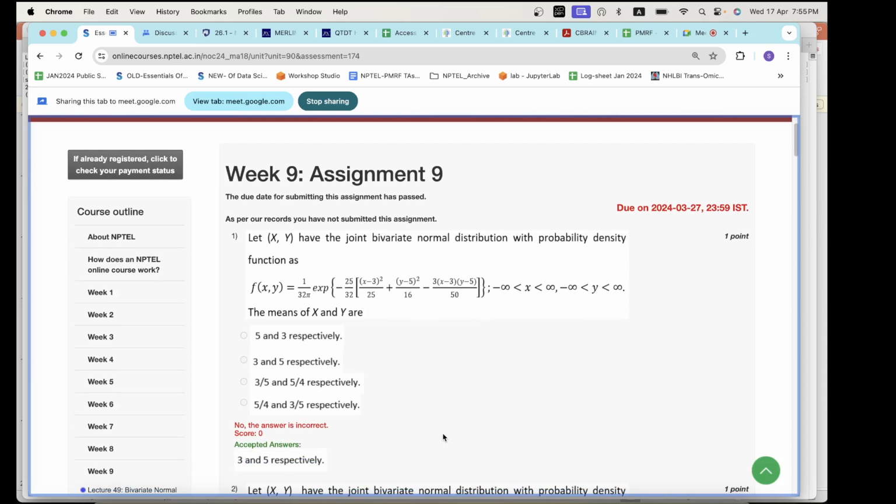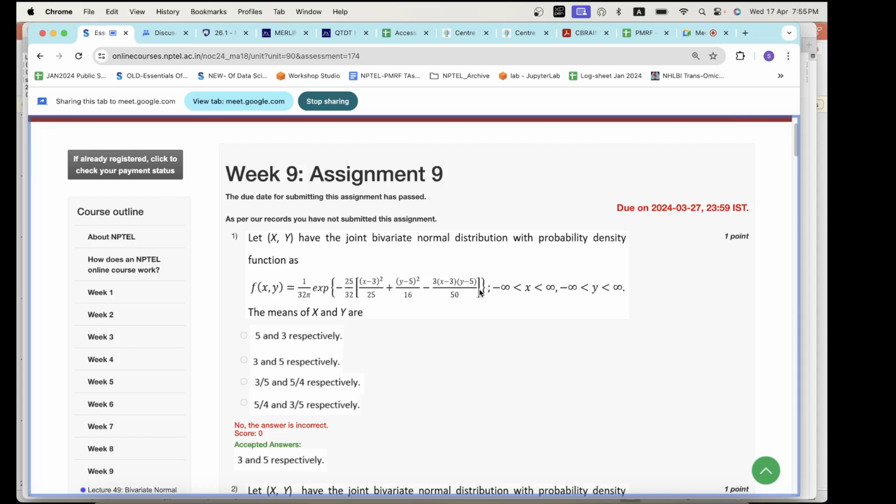What is that row value, what you are saying? Okay, all right. So here you see, did you go through the solution? Did you check it? Okay, fine. So here you see, you have to compare it with the PDF of a bivariate normal distribution.